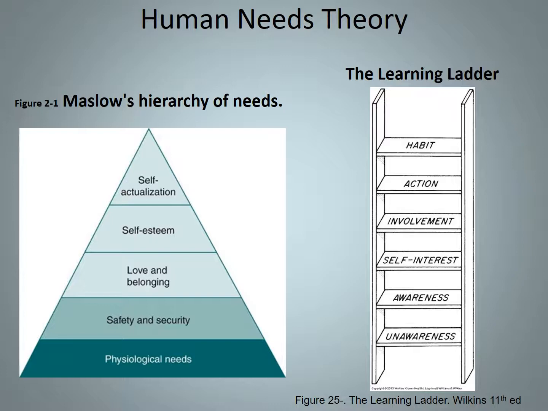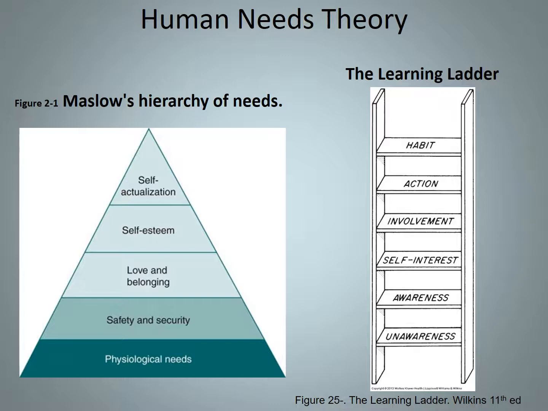Do they have a house? Do they have food to eat? Their basic needs have to be met. And then they climb up to safety, security. Then they have a feeling of belonging, self esteem. And then self actualization is at the top of the pyramid, where they're then able to listen to what you might have to say.